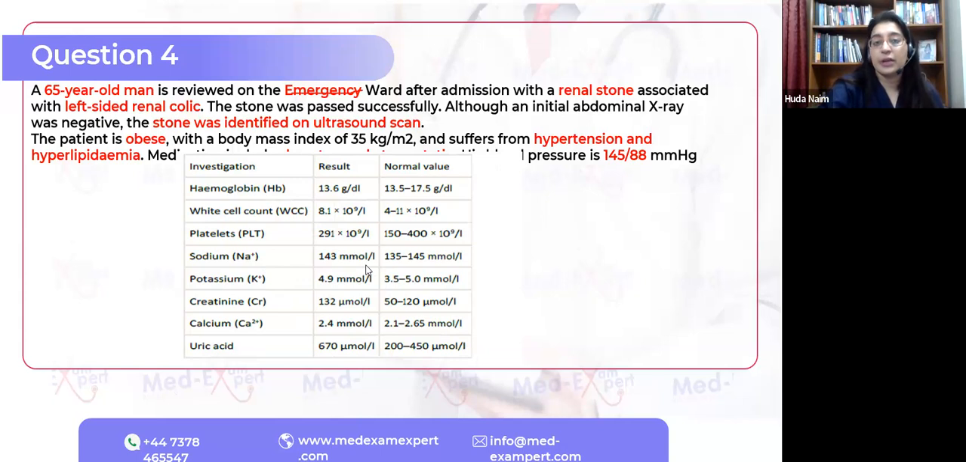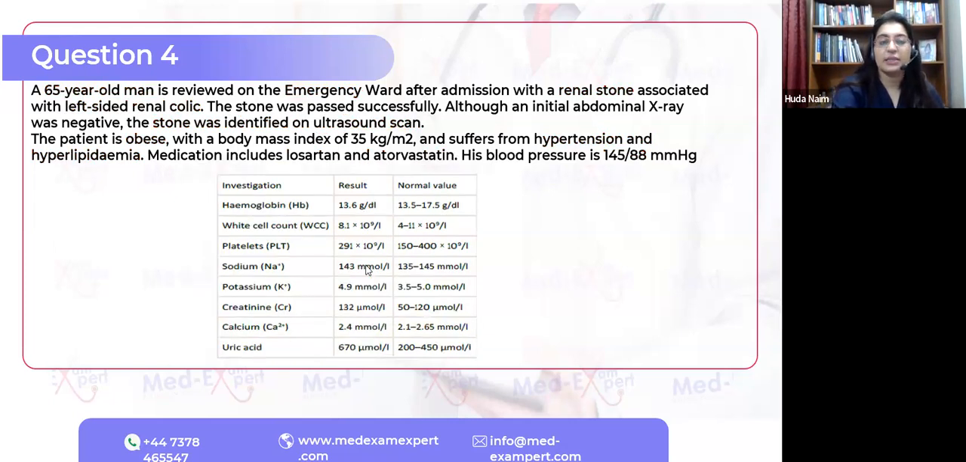The admission is with a renal stone associated with left-sided renal colic. The stone was passed successfully, although an initial abdominal X-ray was negative and the stone was identified on an ultrasound scan. So basically, they're telling you that this was a radiolucent stone. You could not see it on an X-ray, but you could diagnose it on an ultrasound. This patient is obese. He suffers from hypertension and hyperlipidemia, and the medications he's using include losartan and atorvastatin.